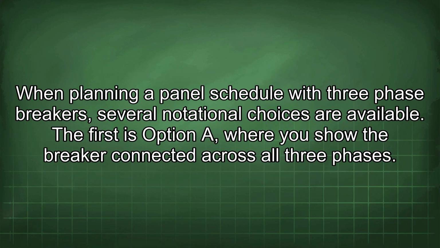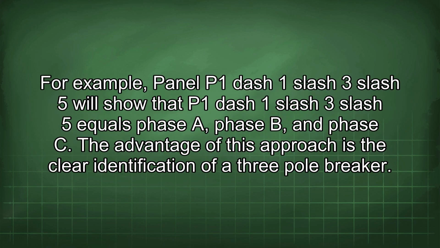When planning a panel schedule with three-phase breakers, several notational choices are available. The first is option A, where you show the breaker connected across all three phases. For example, panel POM-1/3/5 will show that POM-1/3/5 equals phase A, phase B, and phase C. The advantage of this approach is the clear identification of a three-pole breaker.